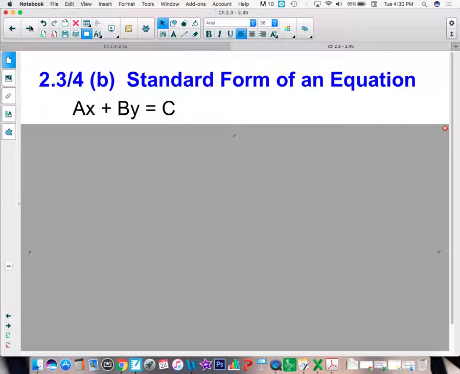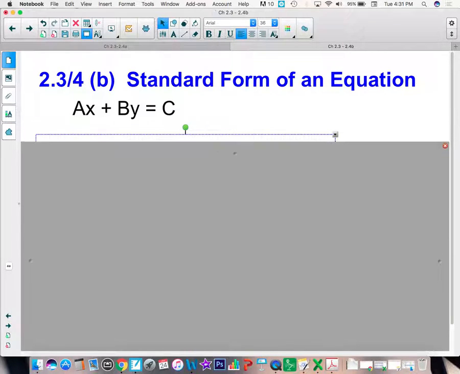Okay, so chapter 2.3.2.4, the second part of it, we're looking at standard form of an equation. Standard form looks like that. So you can pause it for a little bit so everybody can write down the title and standard form right there. In place of a, b, and c in this equation, you're going to have numbers. But standard form has the x and the y on the same side. So before we had y equals mx plus b, now we've got ax plus by equals c.